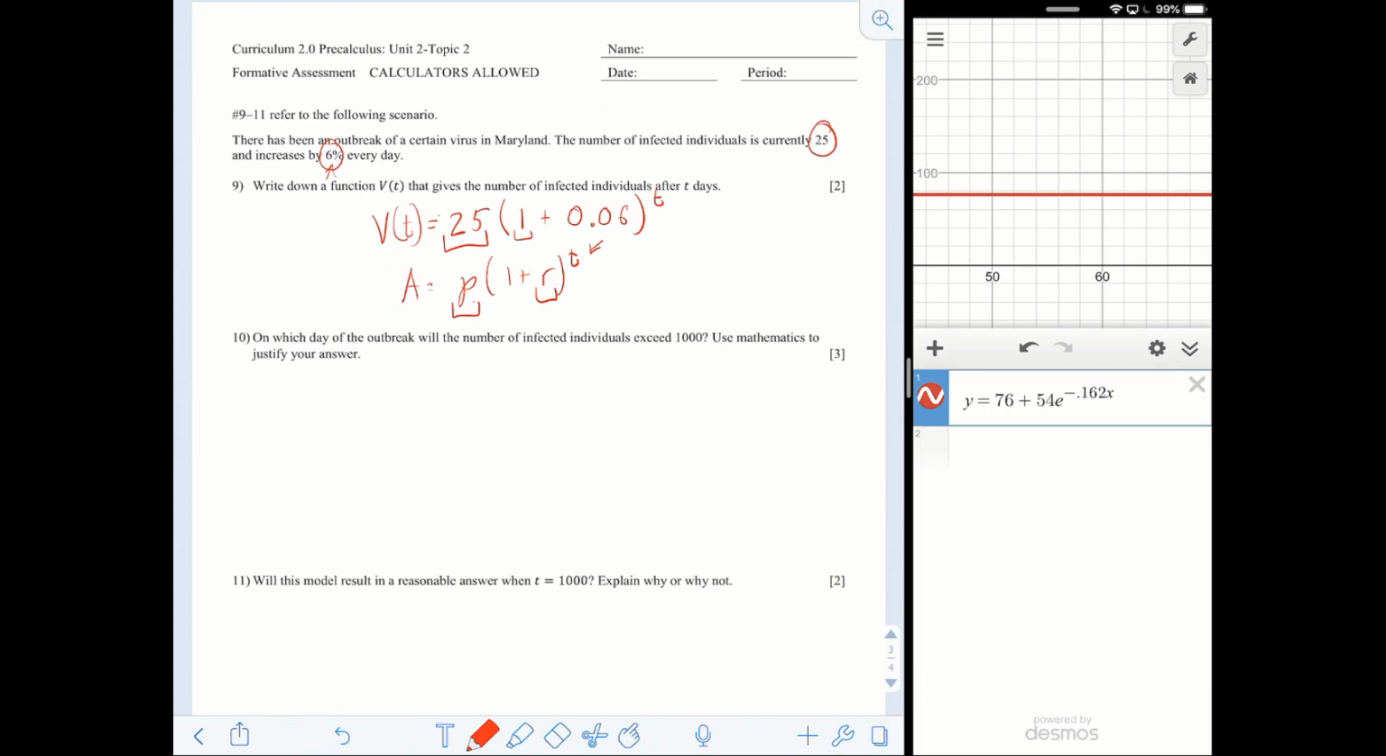So, on which day of the outbreak will the number of infected individuals exceed 1,000? We're going to write this as 1,000 equals 25 times parentheses 1 plus 0.06 raised to the t power. So I'm trying to solve for this specific equation. I can divide everything by 25. Yet again, you can use your calculator to help you figure this out. Just set the equation equal to this and then set another y equal to that. But I'm going to do it by hand because, well, it's fun that way. So I end up getting 40 is equal to 1.06 to the t power.